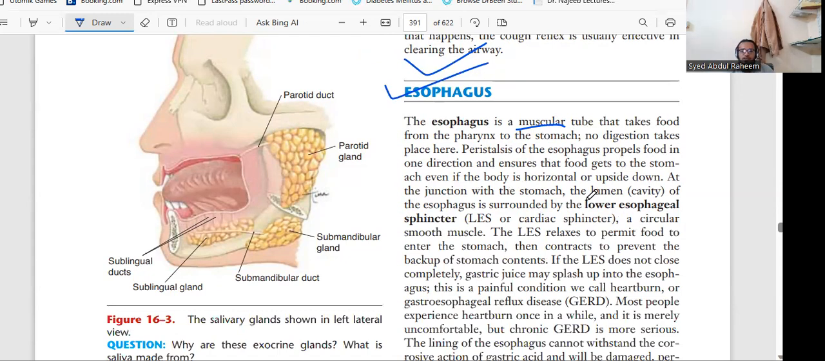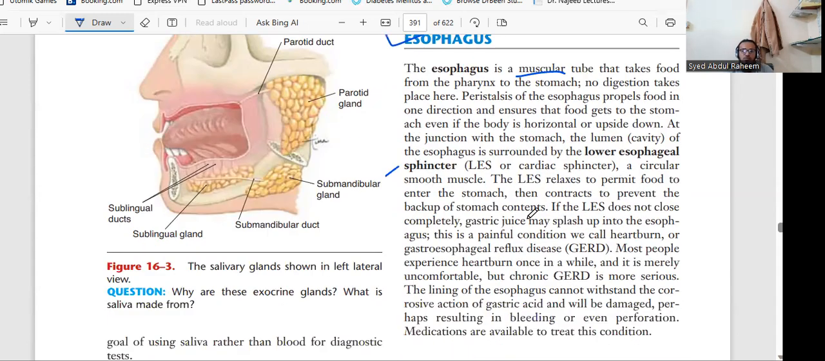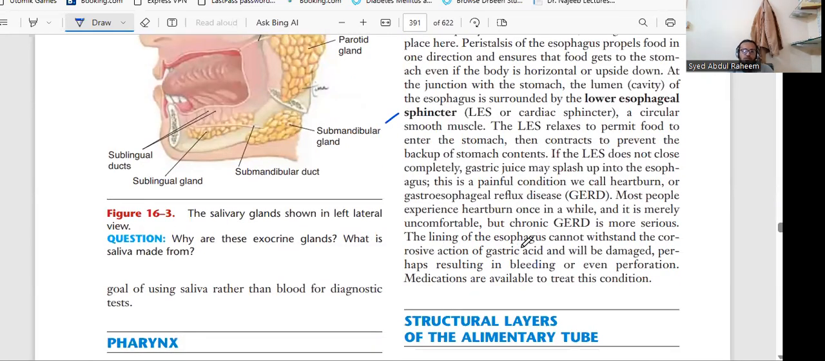At the junction with the stomach, the lumen of the esophagus is surrounded by the lower esophageal sphincter or cardiac sphincter, a circular smooth muscle. The lower esophageal sphincter relaxes to permit food to enter the stomach and contracts to prevent the backup of stomach contents. If the LES does not close completely, gastric juice may splash up into the esophagus. This painful condition is called heartburn or GERD, gastroesophageal reflux disease. Most people experience heartburn once in a while and it is merely uncomfortable, but chronic GERD is more serious. The lining of the esophagus cannot withstand the corrosive action of gastric acid and will be damaged, perhaps resulting in bleeding or even perforation. Medications are available to treat this condition.